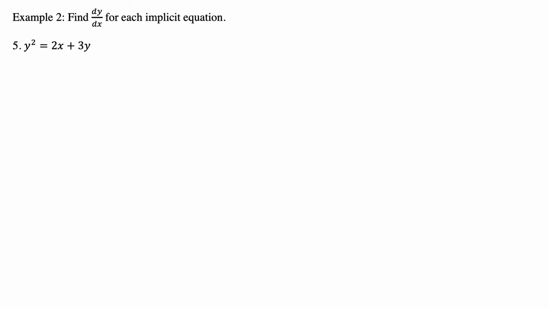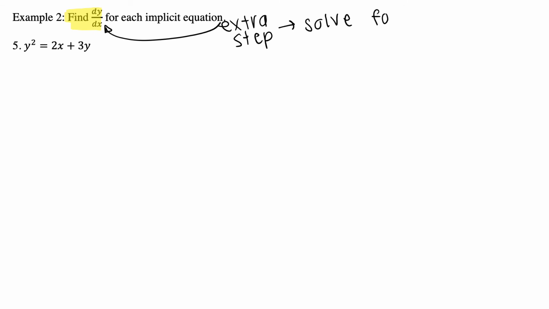Okay, so for our second set of examples, our directions are a little bit different. Now we actually want to find dy dx, which means we are actually adding an extra step after the original differentiation. We are going to solve for dy dx. So we're just adding an extra step based from what we did in example 1. So we just have a couple we're going to look at.